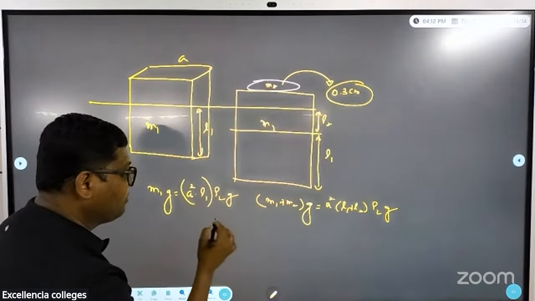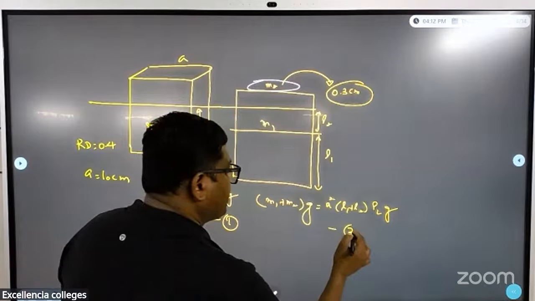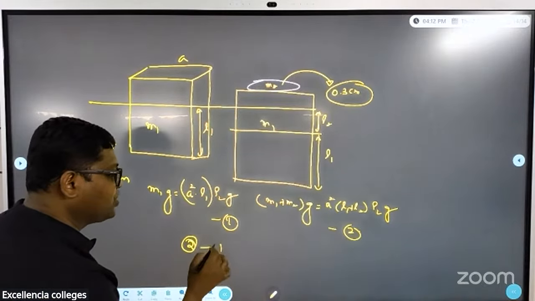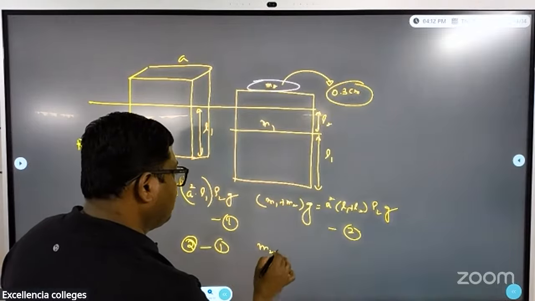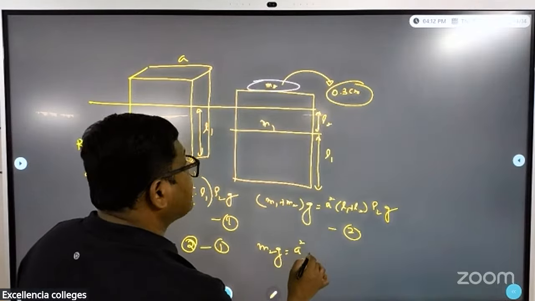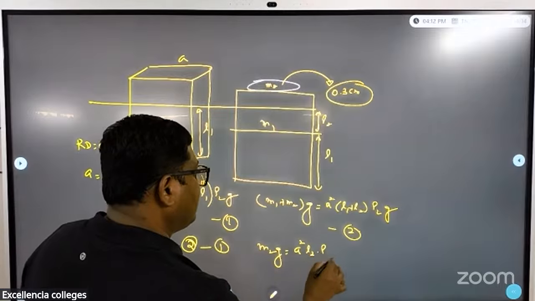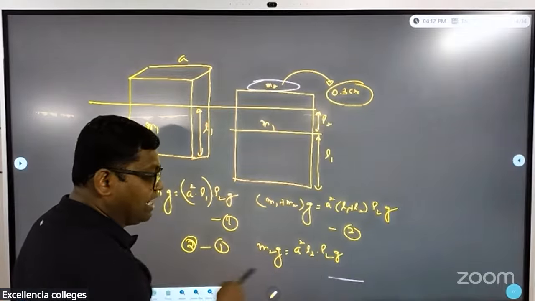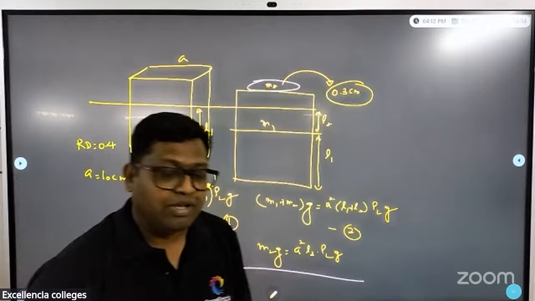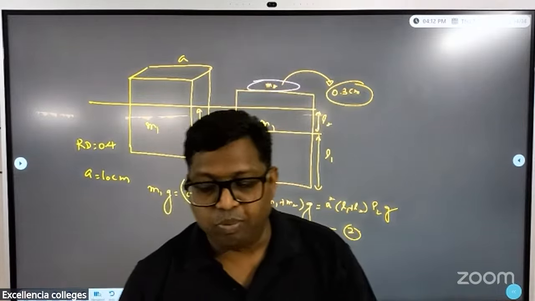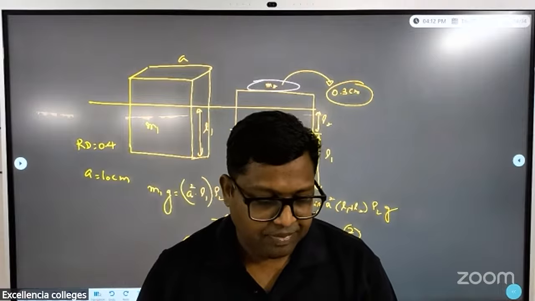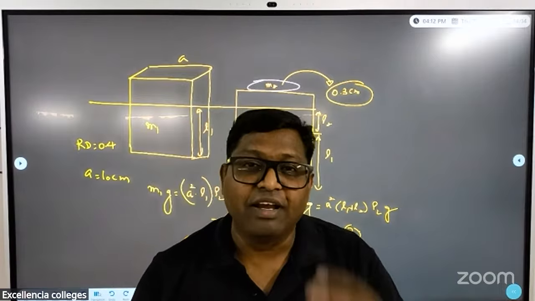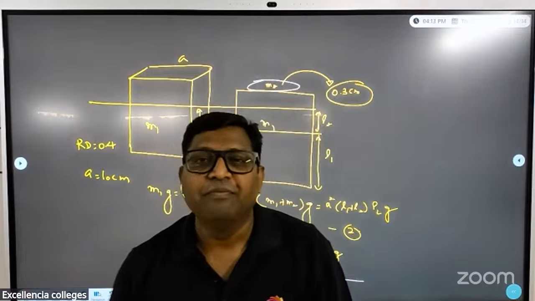You can note the difference of these two: equation number 1, equation number 2, just do 2 minus 1. When you do 2 minus 1, you are left with M2 g equal to A square into L2 into density of liquid into g. Just substitute the values, all values are available. Your answer comes out to be 0.3 Newton.